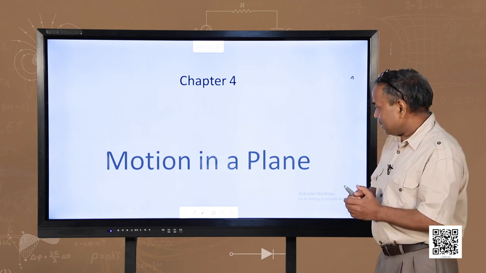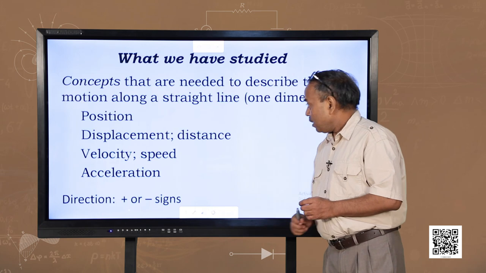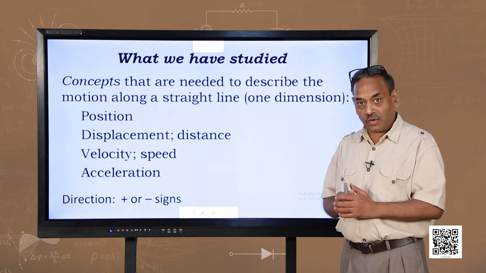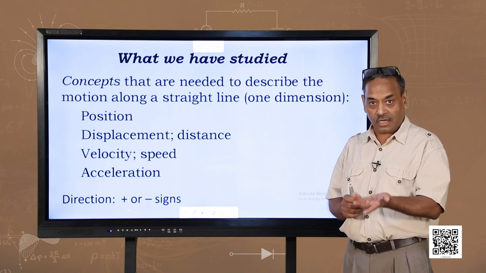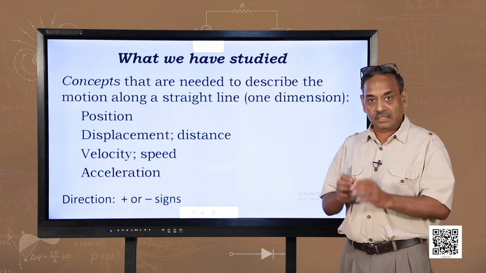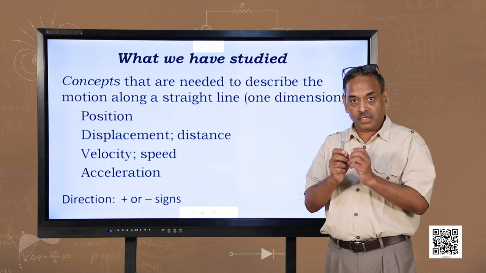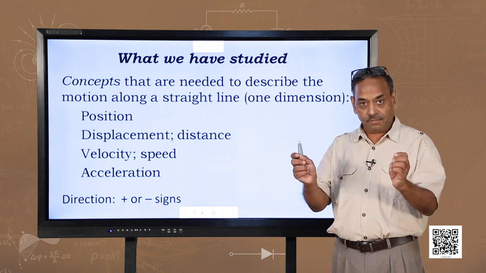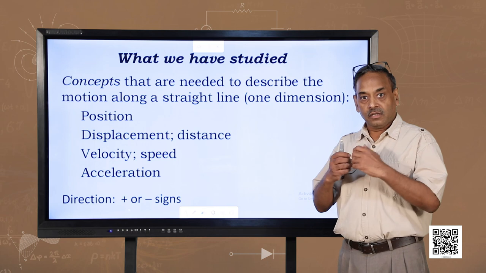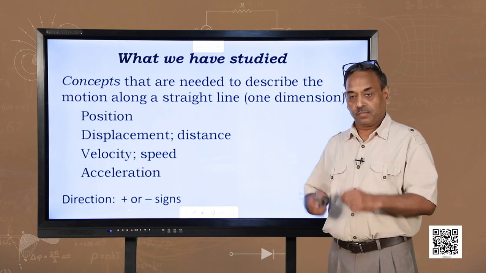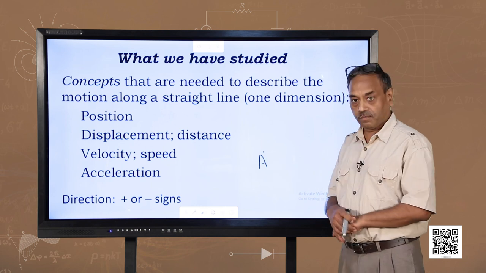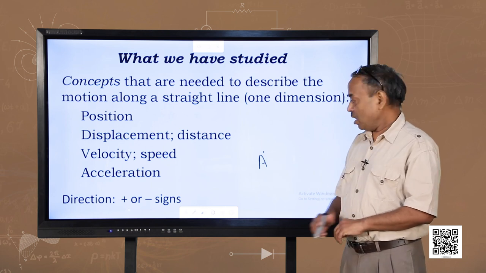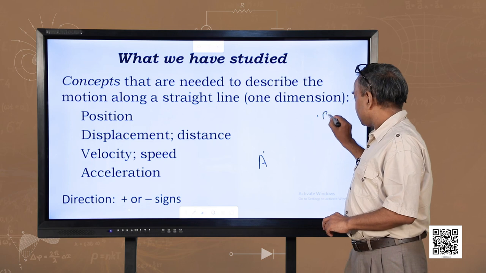Well, let us go ahead in this chapter, and let me first revise what you have already studied in Class 9th or in Class 11th in chapter 3. While discussing the motion of an object in a straight line, let me go with an example. Say you are at point A, maybe your home. Now, you are supposed to go to your school, which is located at point B.